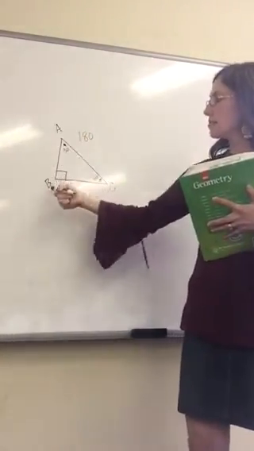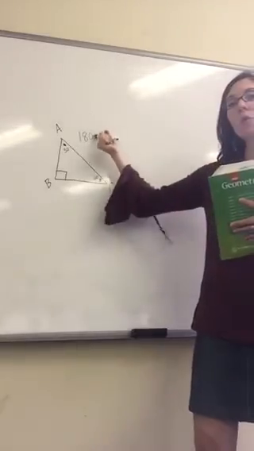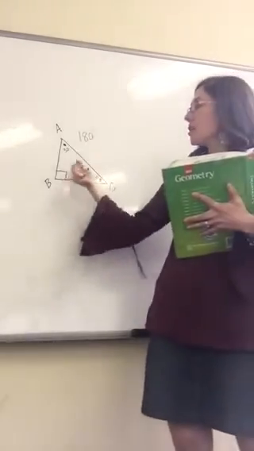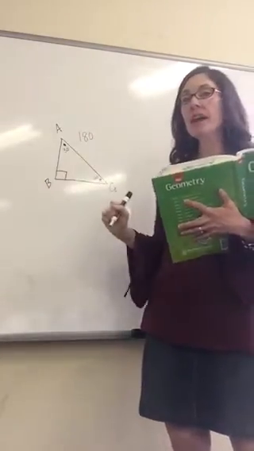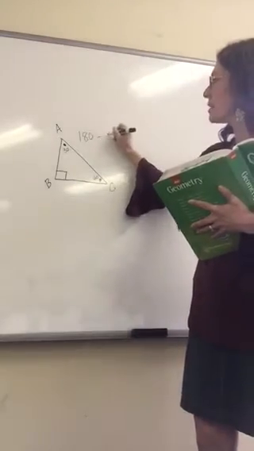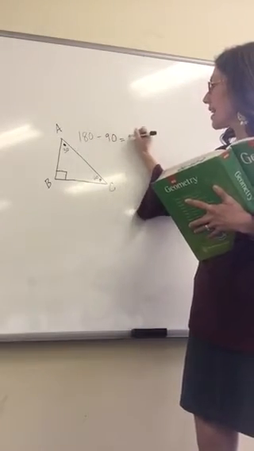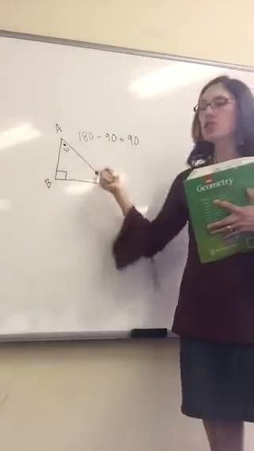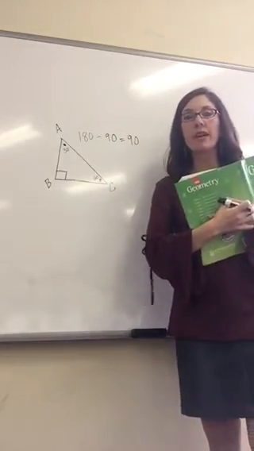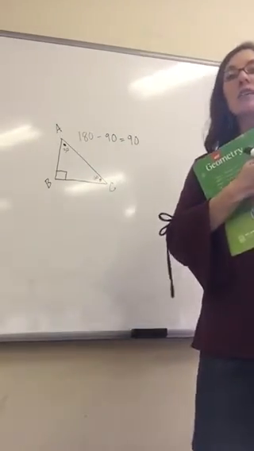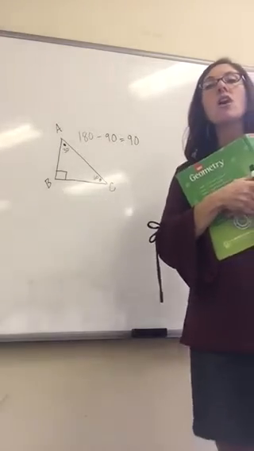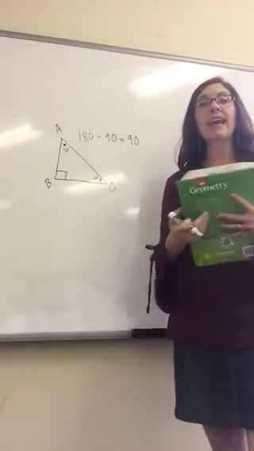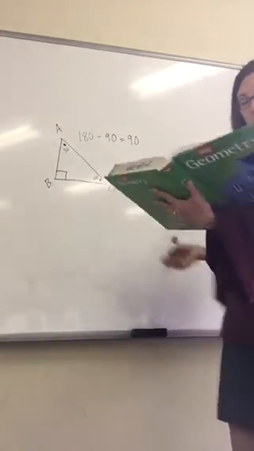Angles A plus B plus C equal 180. If angle B is already using up 90 of that 180, 180 minus 90 equals 90. That's what's left to share in the acute angles of a right triangle, always. So the acute angles of a right triangle are complementary. They add up to 90 degrees.